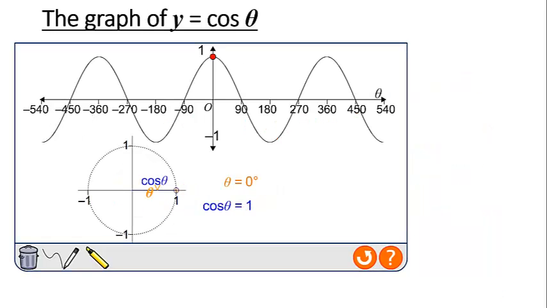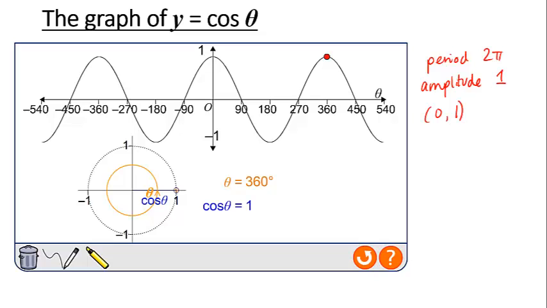Similarly, we're going to look at the graph of y equals cos theta. You can see that it's got the exact same shape as sine theta, except that when theta is equal to 0 degrees, cos of theta is equal to 1. So cos of 0 is 1. As the angle approaches 90, the cos of theta approaches 0. So cos of 90 is 0, and so on. Again, really similar to the sine curve, the period is 2 pi, so it repeats every 360 degrees. The amplitude is 1. This time it goes through the point 0, 1, so that's your y-intercept.